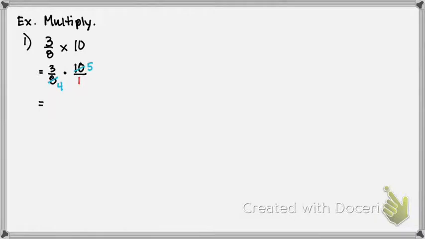Okay, now I multiply straight across. 3 times 5, I'm going to show it to you like this. 4 times 1, that's where we're at right now. So I get 3 times 5 is 15. 4 times 1 is 4. Now I'm going to put a star here. Some people may need to show that step. Some people may not need to show that step.